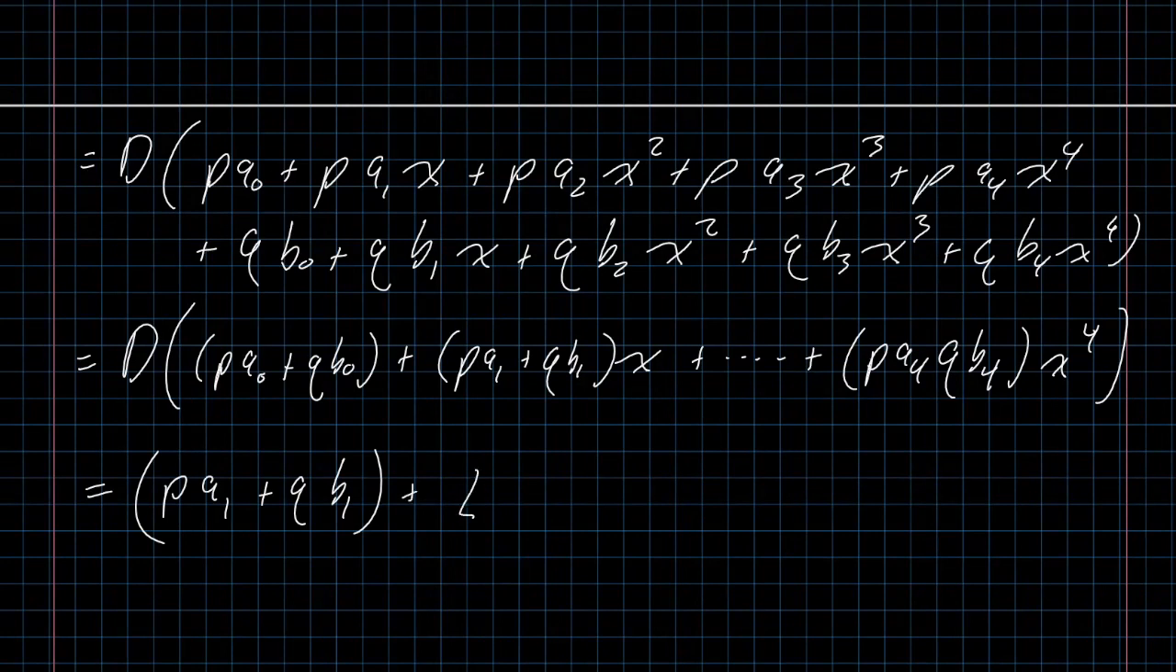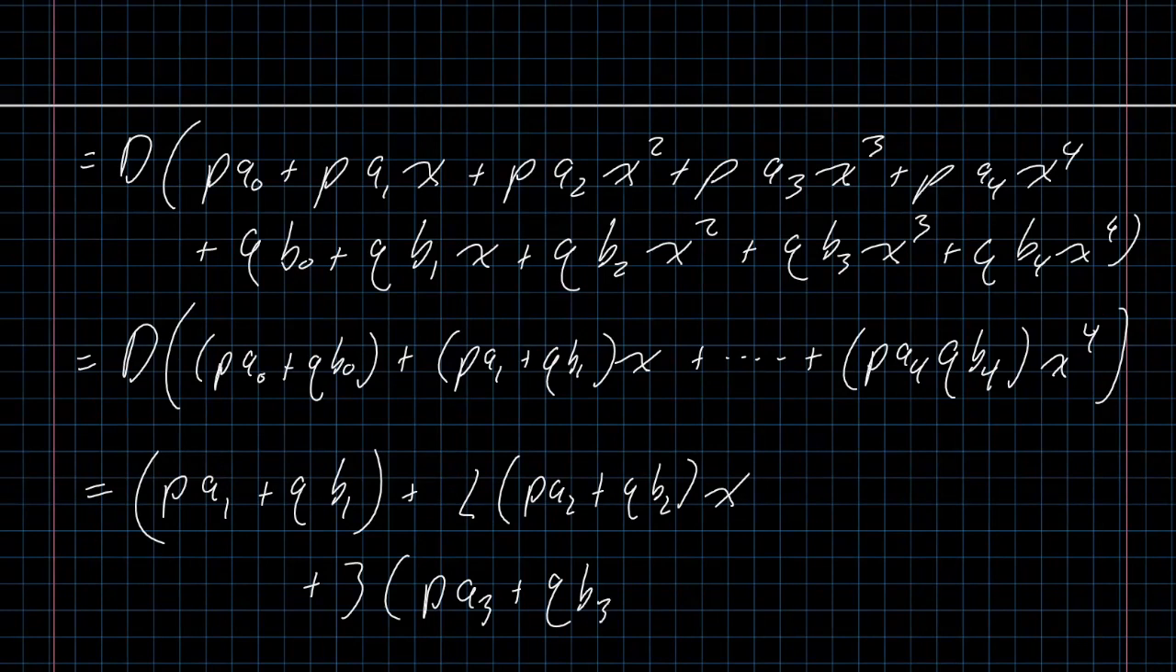Then we had 2 times the coefficient of the quadratic term, P A2 plus Q B2 times x. And we had 3 times the coefficient of our cubic term, P A3 plus Q B3 times x squared. And we had 4 times, it'll be P A4 plus Q B4 times x to the fourth.